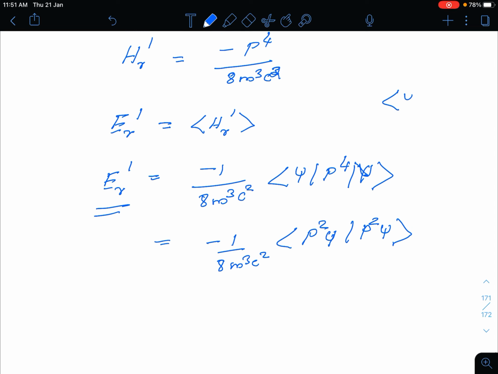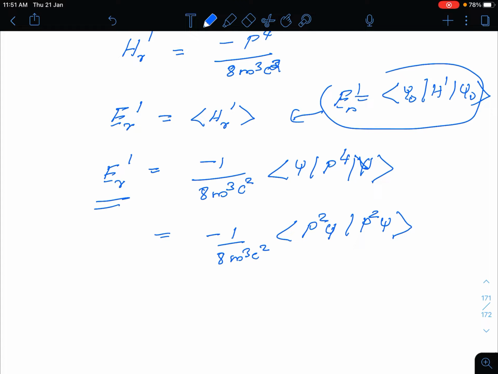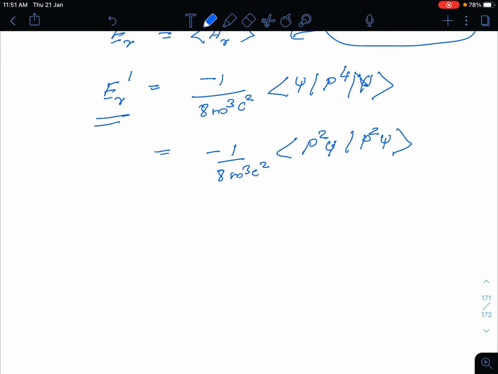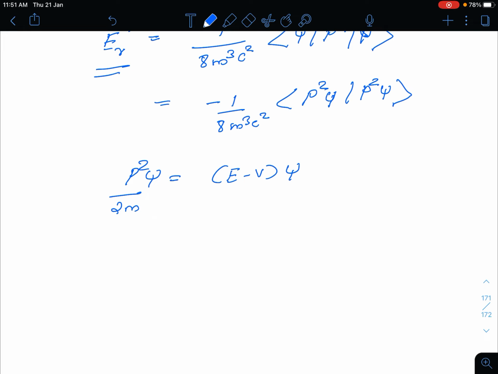Remember? psi 0 h dash psi 0 was the first order energy correction E n dash. I am using the same formula, that's all. So this is it. But we know that p square by 2m psi is equal to E minus V psi. This is basically where the Schrodinger equation started.